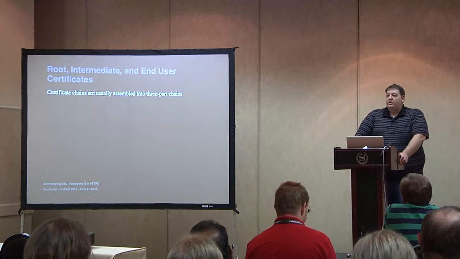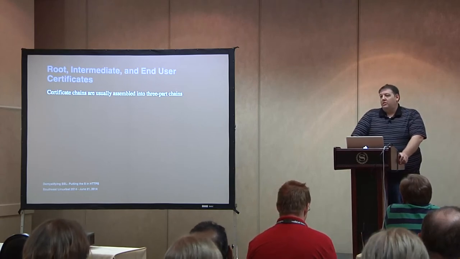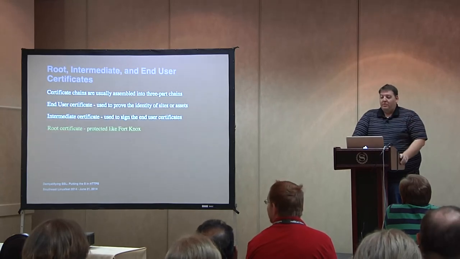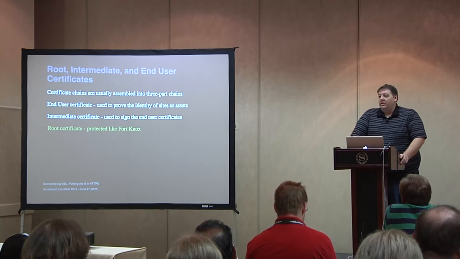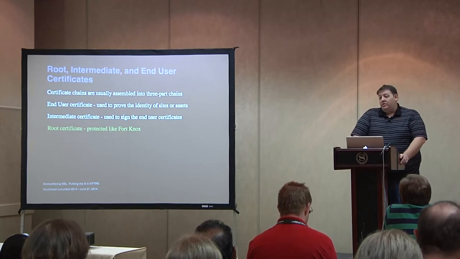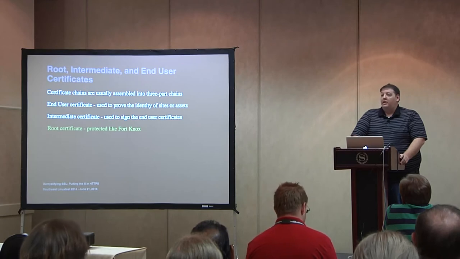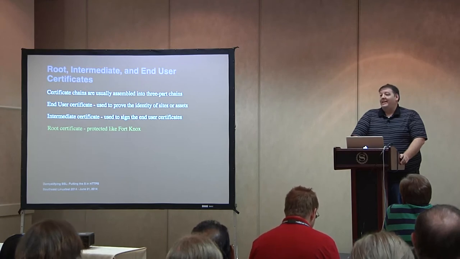Chains of certificates are usually assembled in three parts. You have a root certificate. Oh, we're going backwards here. A root certificate, which is protected like Fort Knox. It is as good as gold. It's the one that you use to sign intermediate certificates, which do all the real work. So you want to keep this thing protected. If anyone gets access to your root certificate, your public key, you're sunk. That means they can sign anything.